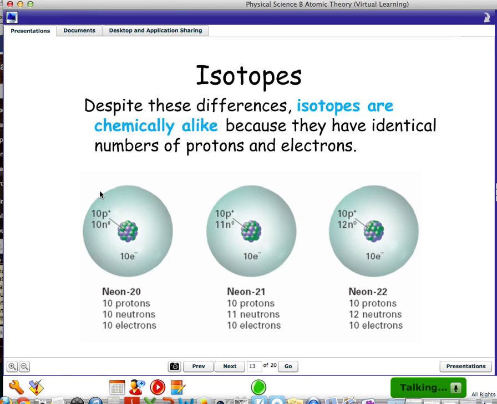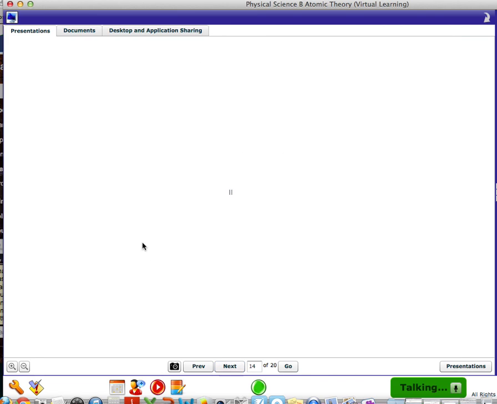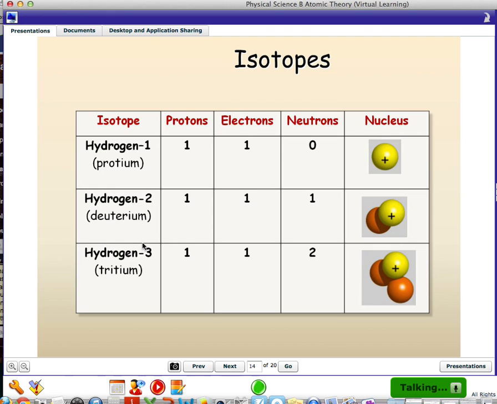These isotopes are very similar because they have the same number of protons and electrons. So the neutrons may vary a little bit, but the element is pretty much the same. So here's an example of hydrogen. There are actually 3 types of hydrogen. We have hydrogen-1, hydrogen-2, and hydrogen-3. All 3 of these are found in nature.